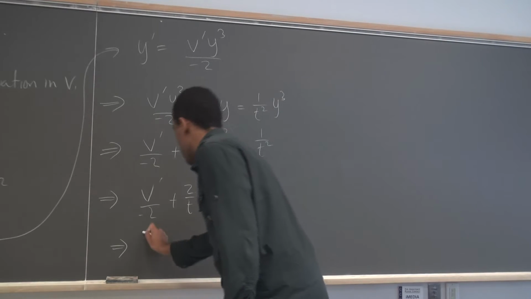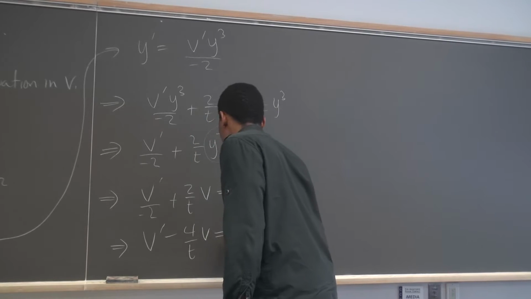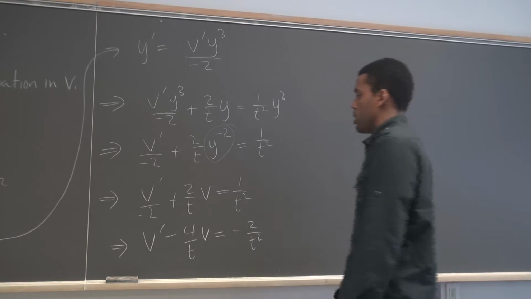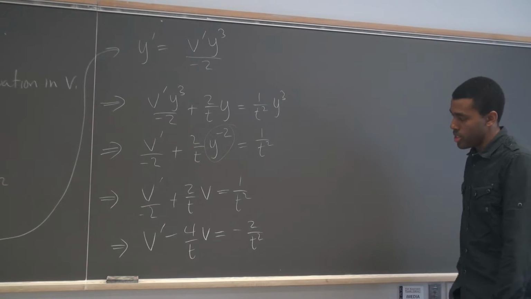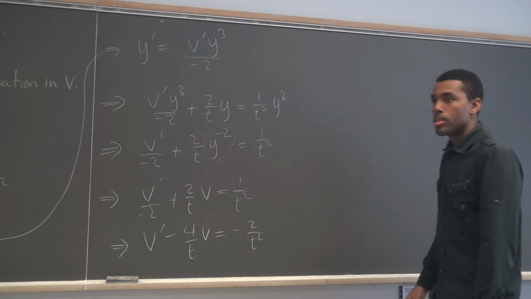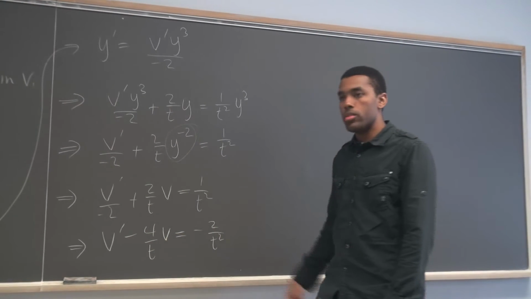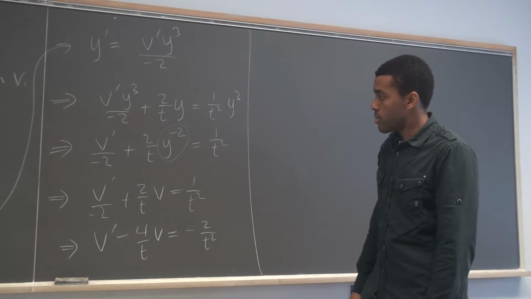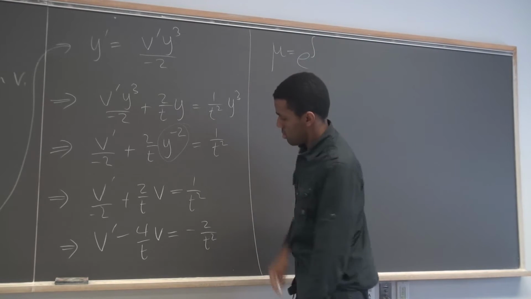This means I can multiply both sides by minus 2. And notice what we have here is a linear equation in v. Right? We have v prime plus p of t times v equals some g of t. And so we know how to solve that, right? Find the integrating factor.